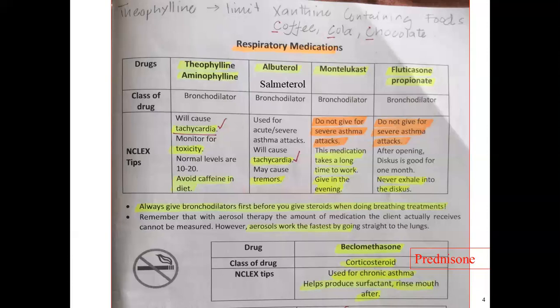Montelukast we use for long-term prophylaxis. And also another medication here, steroids like fluticasone or beclomethasone, corticosteroid or prednisone. Steroids can protect us from attacks of bronchial asthma or COPD. They are used as prophylaxis.